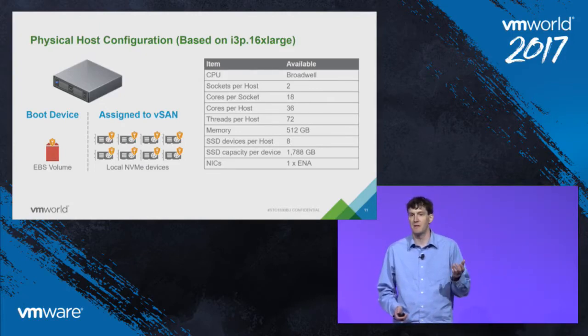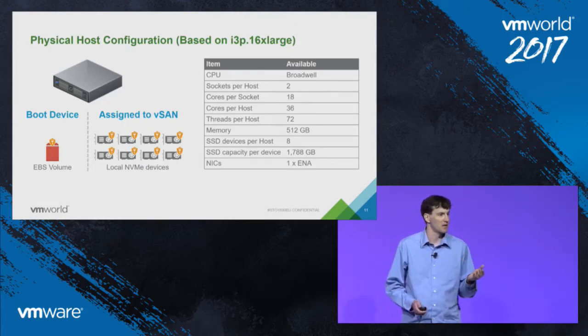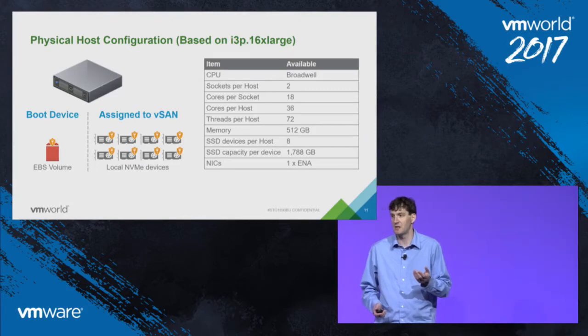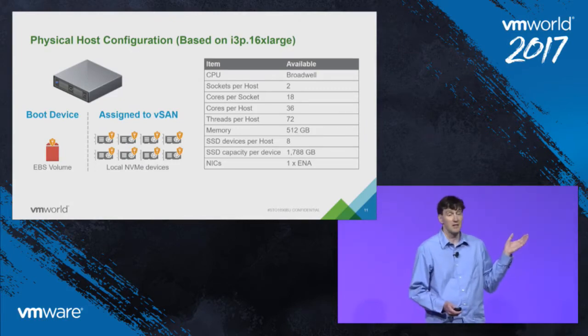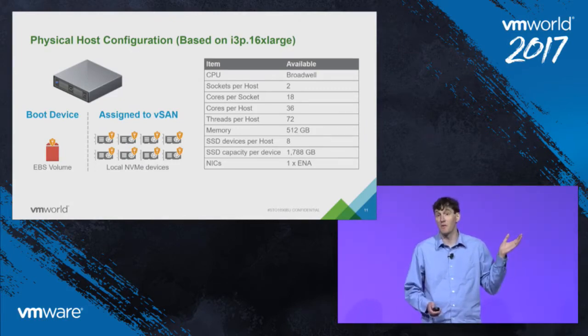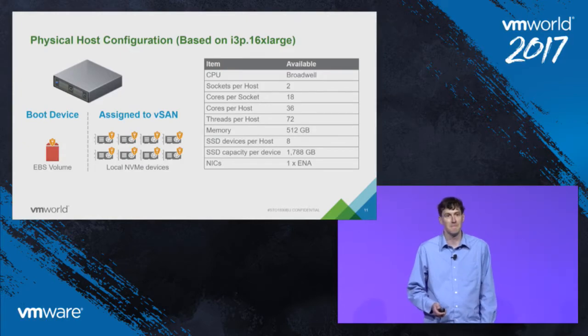We don't have different tiers of devices for the caching tier and capacity tier. And while we've seen on-premise customers adopting NVMe, especially in the caching tier, the capacity tier in VMC is much more performant than what we see in a typical on-premise deployment.